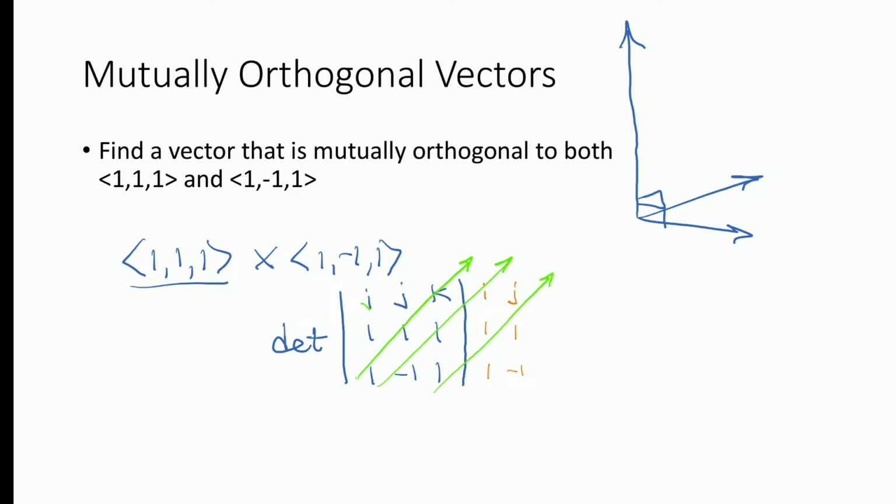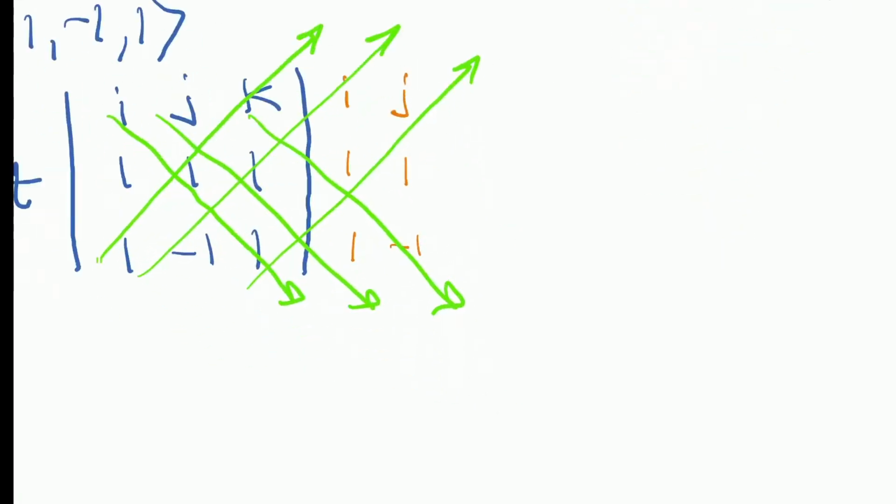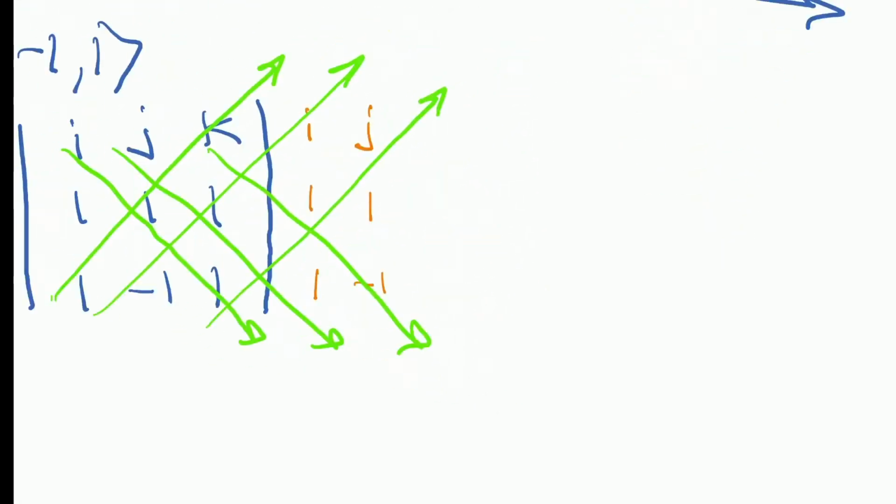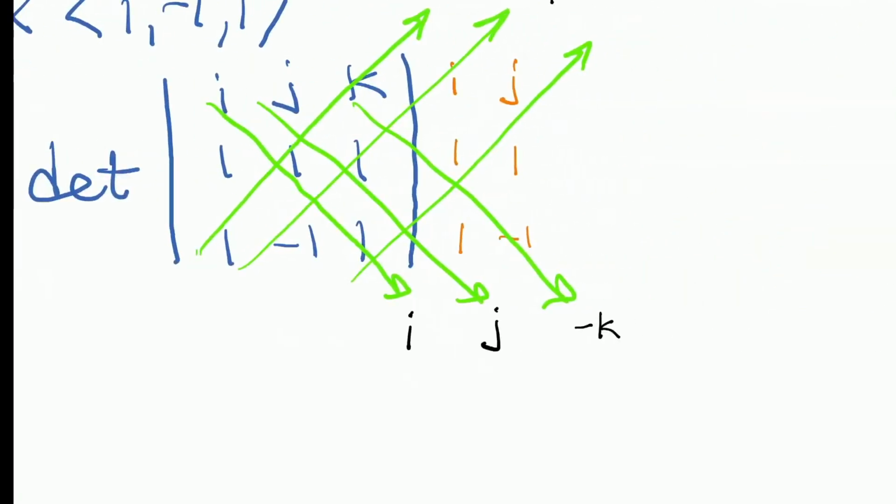Okay, there's my up. I don't know why I did the up first. Here's down. There it is. Okay, so let's do this. So let's see, the down diagonals: i times 1 is i, j times 1 is j, k times 1 times negative 1 is negative k. Then the up diagonals: 1 times k is k, negative 1 times i is negative i, 1 times j, sorry about that, is j.